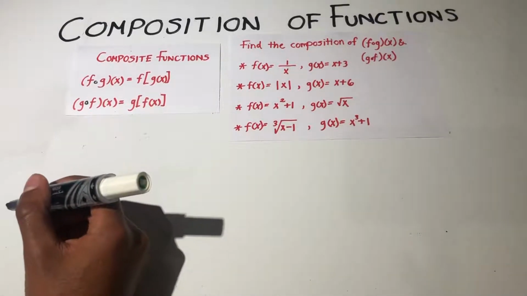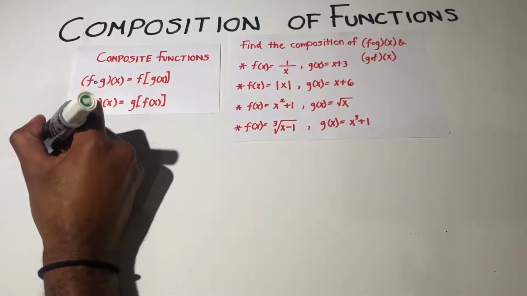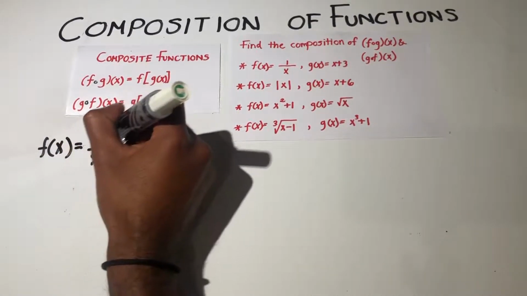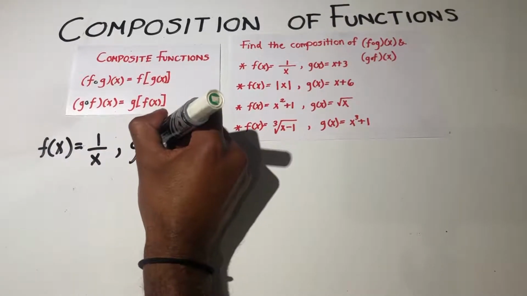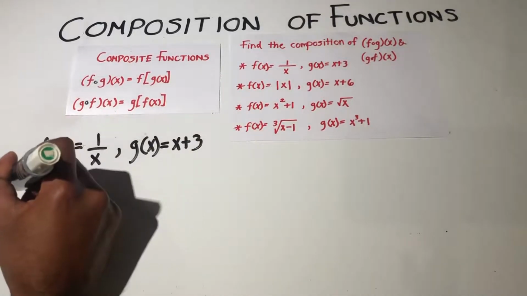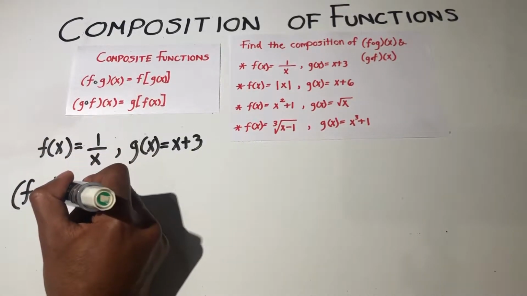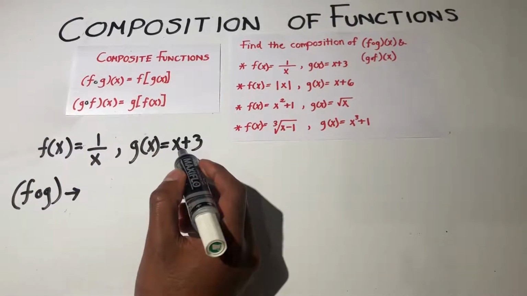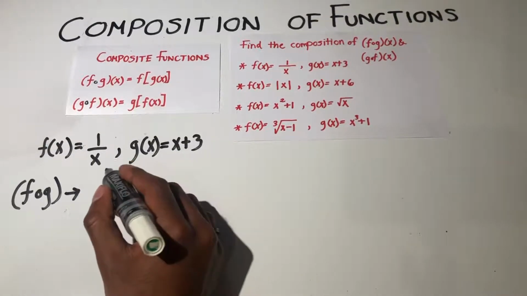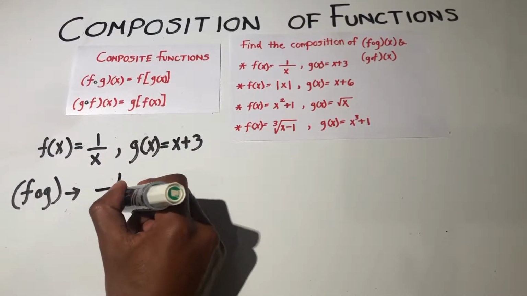So for our first problem, we have f of x is equal to 1 over x, and we have g of x is equal to x plus 3. So to find f of g of x, you just simply take g of x and plug it in for x in f of x. So it's going to be 1 over x plus 3.